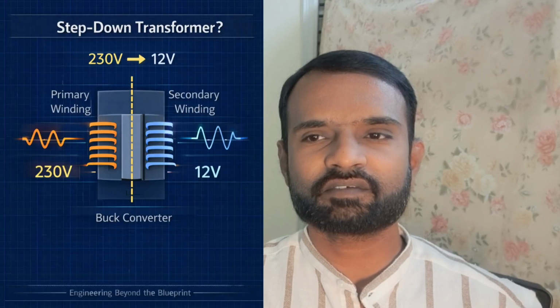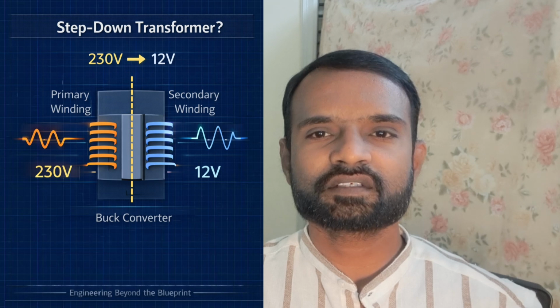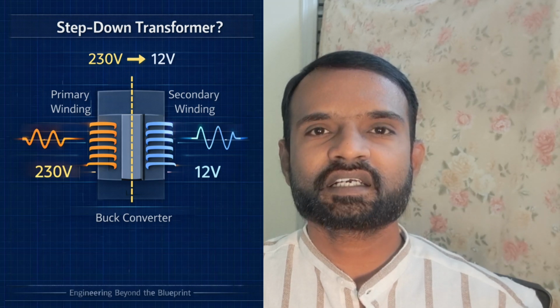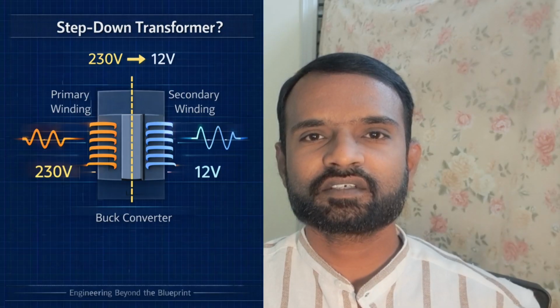What is a transformer? A transformer is a passive electrical device that transfers electrical energy from one circuit to another circuit using magnetic induction without electrical connection, right? For example, 230 volts passed through the primary coil is converted into 12 volts at the secondary, right? So why is the transformer called a passive component? Because it does not generate energy, it only transfers the energy from input to output.